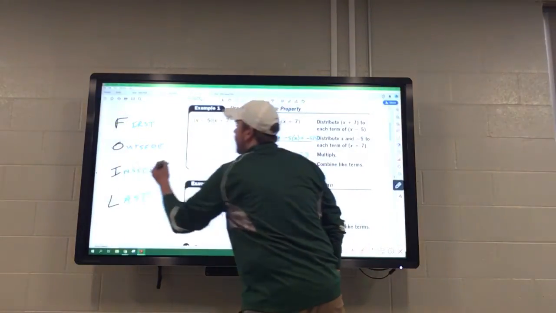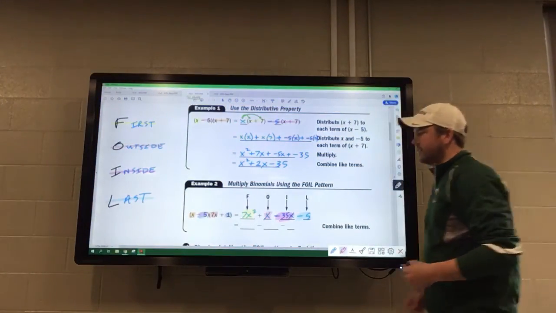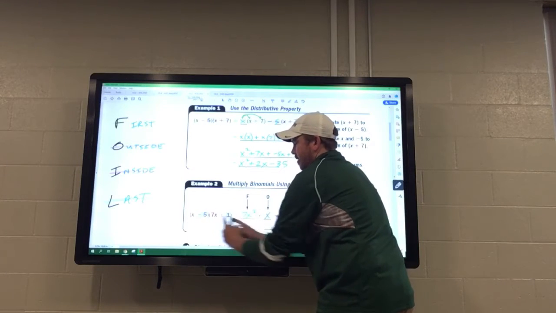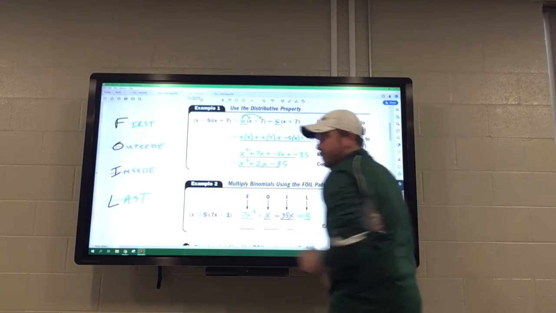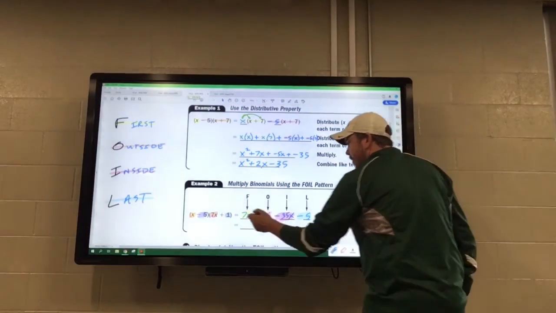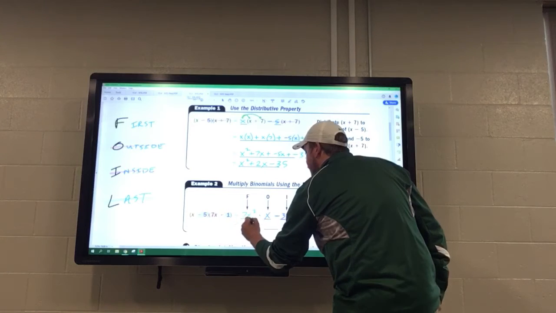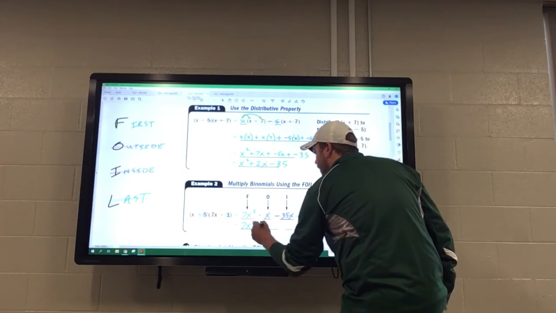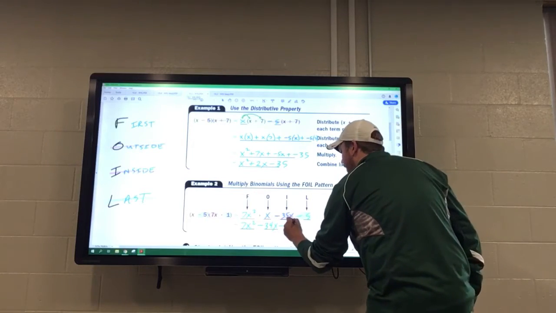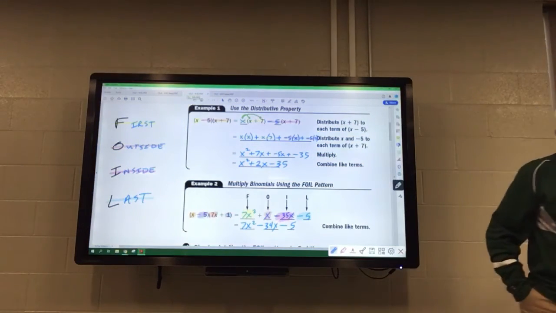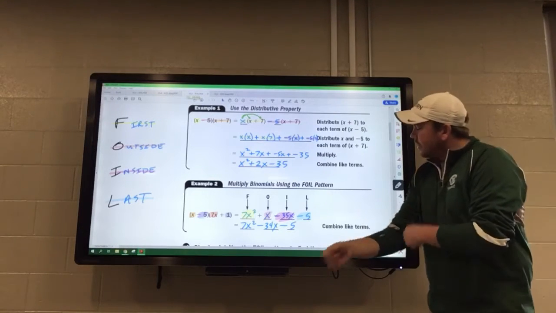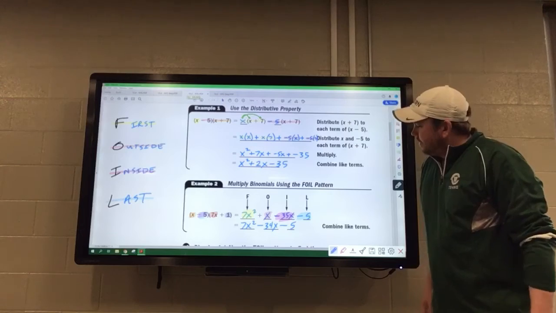So first, outside, inside, last. FOIL method. From there, we just combine like terms. So 7x squared combines with nothing else. x minus 35x is -34x. And -5 combined with nothing else leaves us with simply -5. So our final answer is 7x squared minus 34x minus 5.